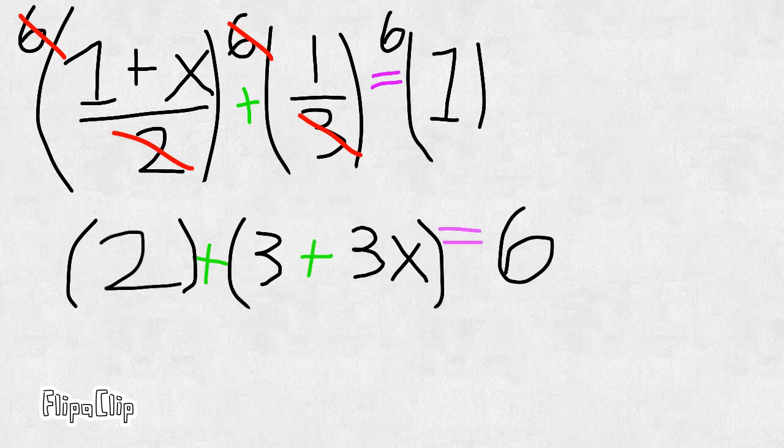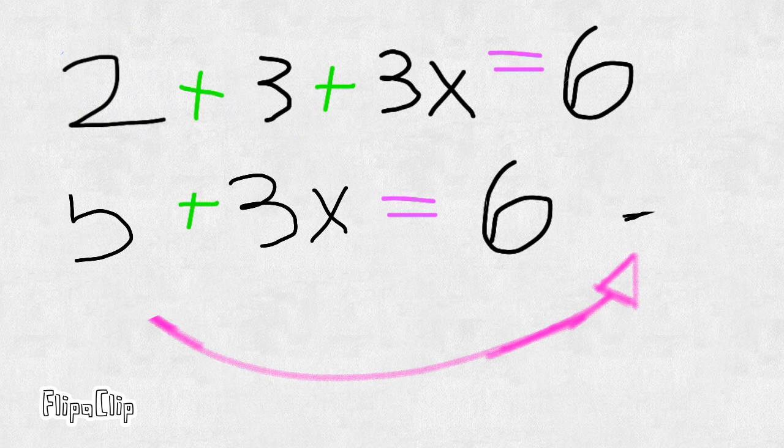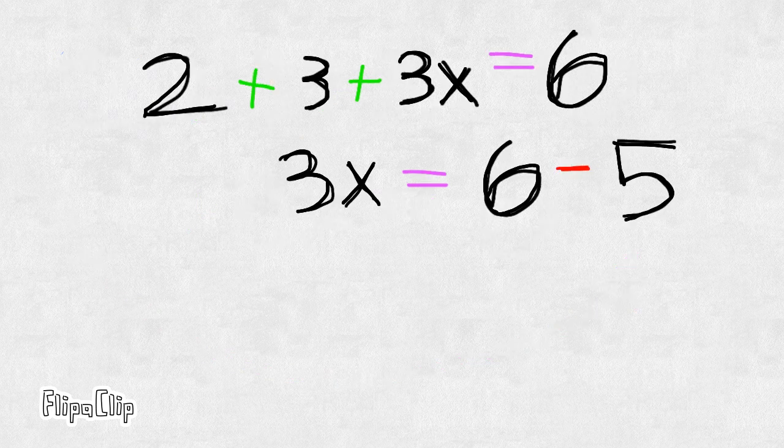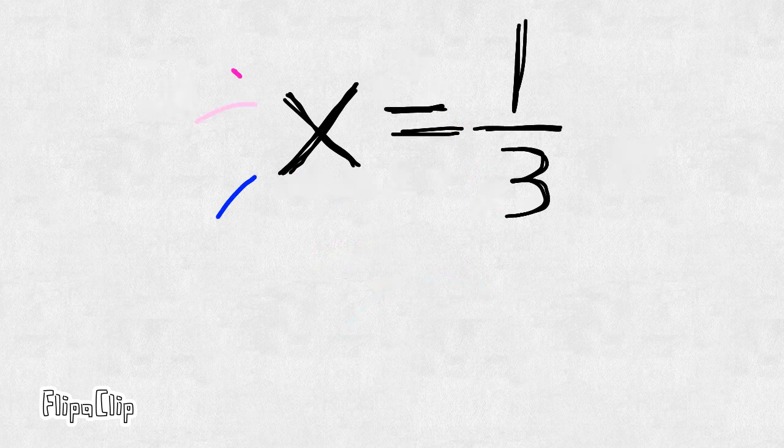Once we cancel out the fraction, we add the like terms, then we transpose and change its sign to negative. Remember, if you are going to transpose, always change the sign, then divide both sides by the coefficient, and thus you will have the answer x is equals to 1 over 3 minutes.